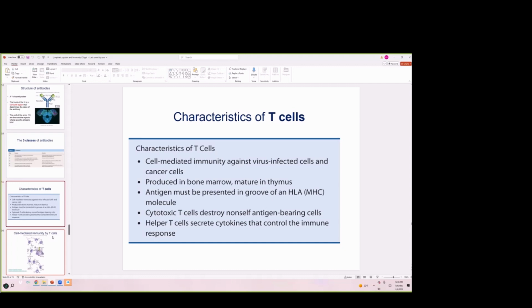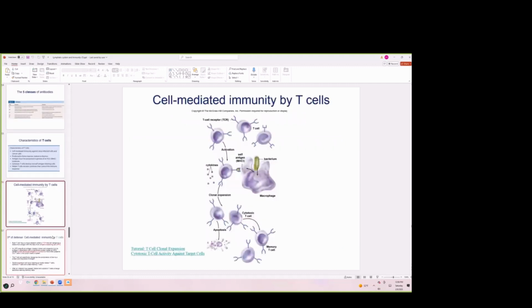Their action is again slightly similar to the B cells, but also different. We have different kinds of T cells that have different receptors on them.